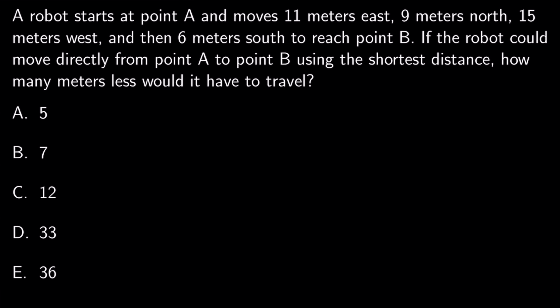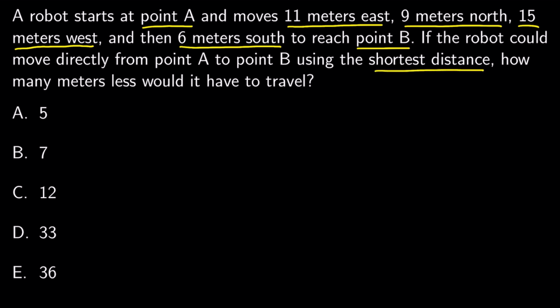A robot starts at point A and moves 11 meters east, 9 meters north, 15 meters west, and 6 meters south to reach point B. If the robot could move directly from point A to point B using the shortest distance, how many meters less would it have to travel?